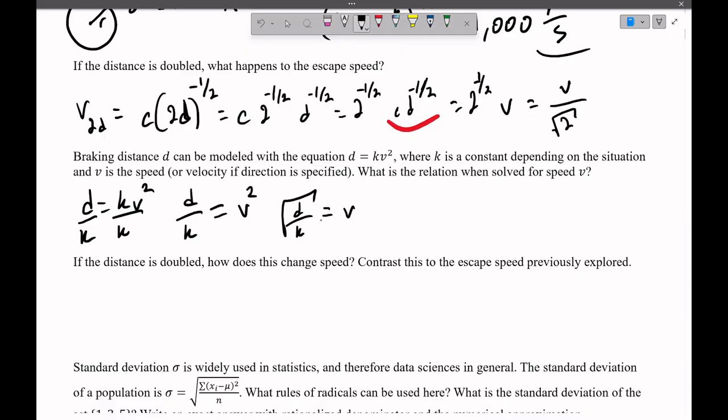But what's interesting here is that I can actually break up the radical over the top and the bottom. And the square root of k, this is the same thing as saying 1 over the square root of k times the square root of d. 1 over the square root of k, well, k is already just some constant. So 1 over the square root of k is just, again, some other constant. You can solve for it if you know what k is in the beginning. But I can just give this a different name.